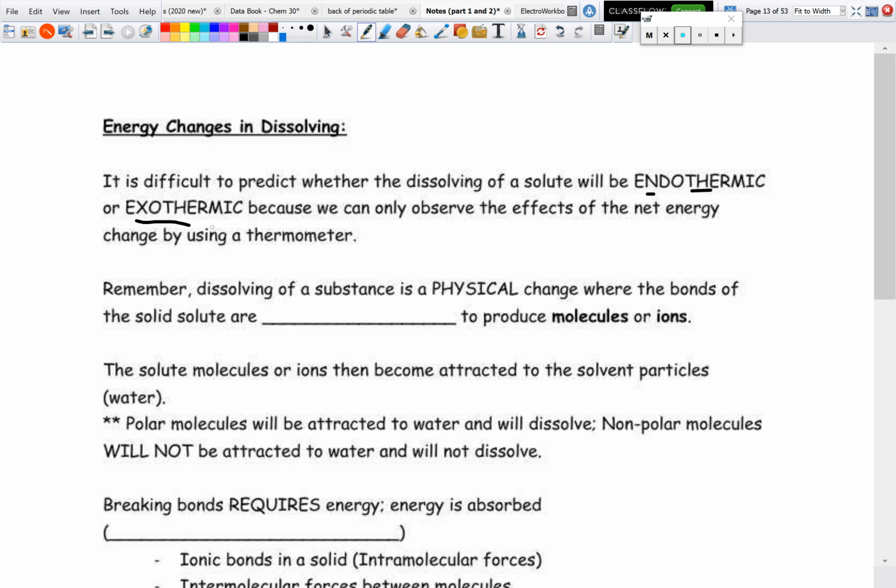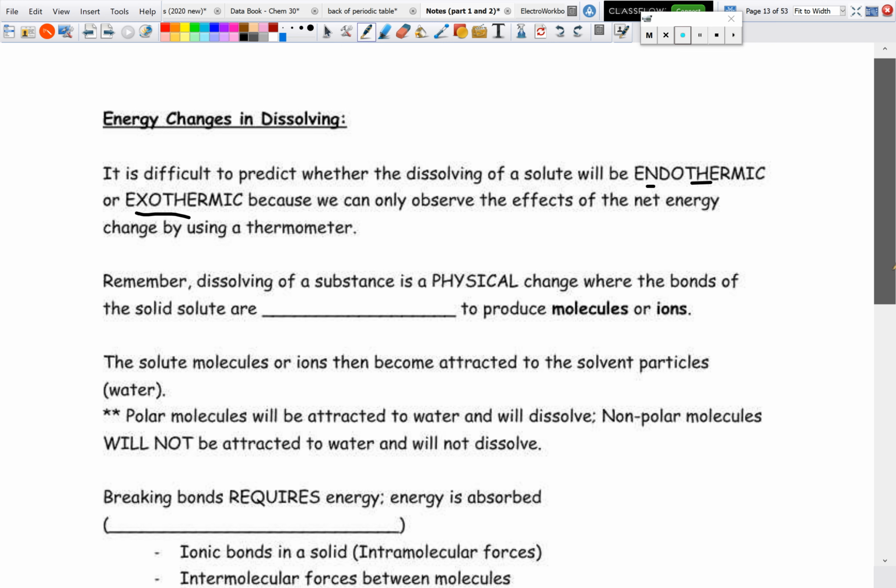So it is very difficult to predict whether dissolving something will be endothermic or exothermic, because the only way is to actually observe the net energy change by using a thermometer. That's it. So put something in, dissolve it, and stick a thermometer in and see if the temperature goes up or down.